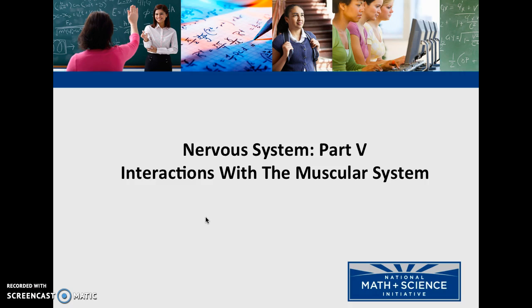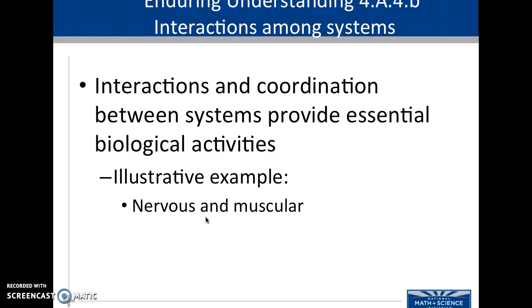This is Nervous System PowerPoint Part 5, the interactions with the muscular system. So this is kind of a new overarching topic. You'll see that at the beginning of a lot of these PowerPoints, they talk about a big picture idea that we need to understand. Those are directly from the standards on the AP test, so it's good to keep them in mind and recognize that these are usually not specific to one unit. They encompass multiple topics on the AP test.